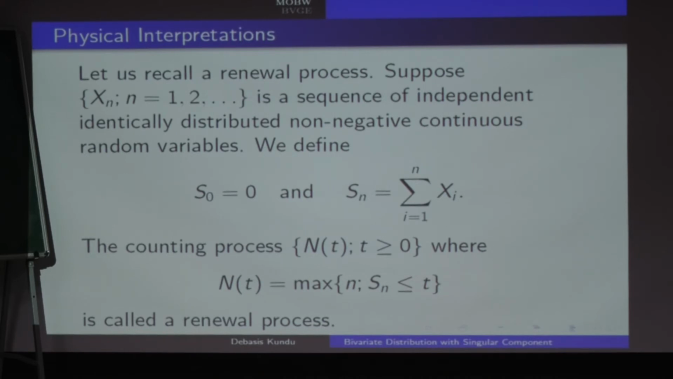So at the end of the day, I'm looking at N(t), which is the maximum of n such that S_n is less than or equal to t. That means how many renewals, how many new items, I need till the time point t. That's nothing but the renewal process. You can easily see that N(t) is a counting process because it increases. This is the number of components till the time point t.